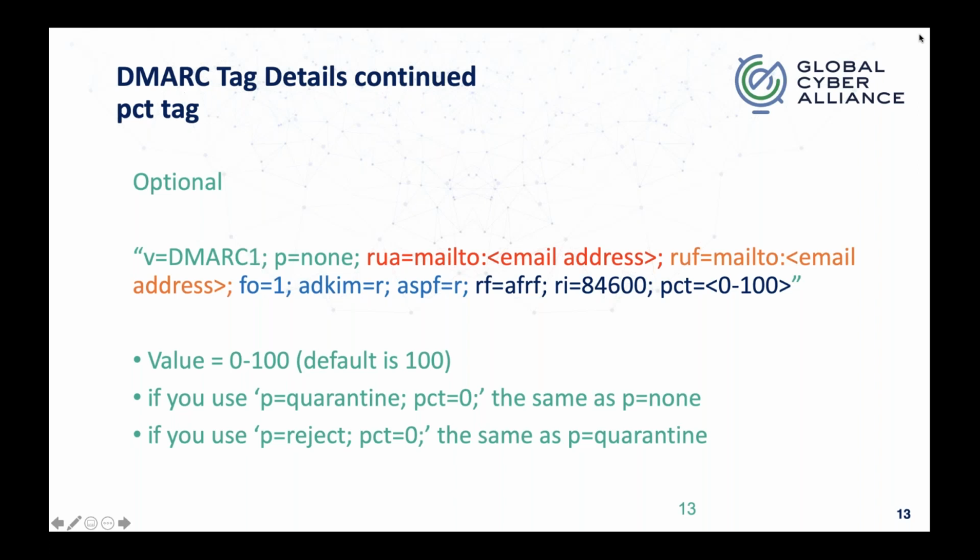So what's the next level down? It's quarantine. So that means you're basically putting in P equals quarantine at 100%. So P equals quarantine, semicolon, PCT equals 100, semicolon. Again, if you're using PCT equals 100, you do not need to put that tag in and can leave it out, because it's automatically at that point using PCT equals 100.